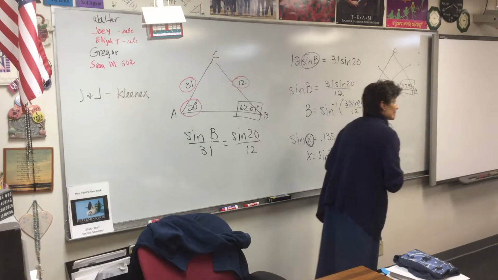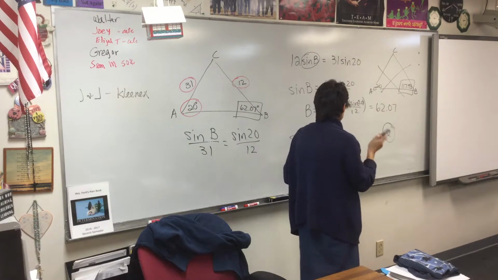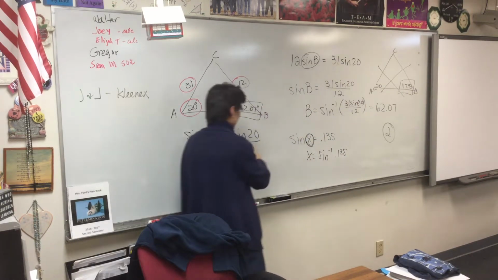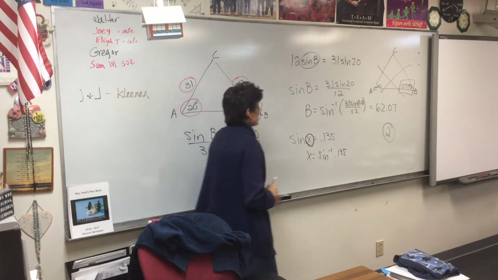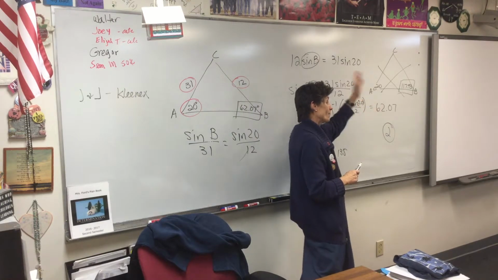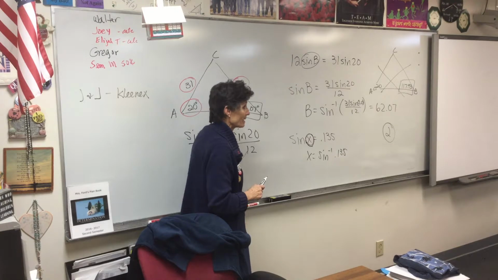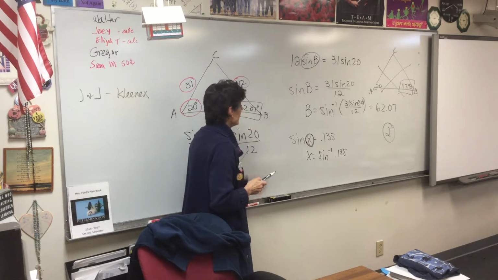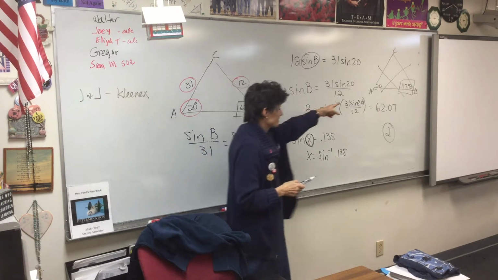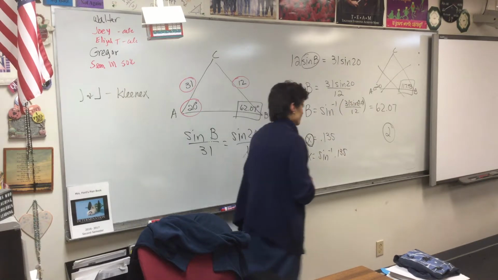Okay? Where does 117 come from? The first one came from solving this out. We got 62. The second answer is always the supplement of the first one. Supplement means they add up to 180. So it's 180 minus 62 is that number right there.